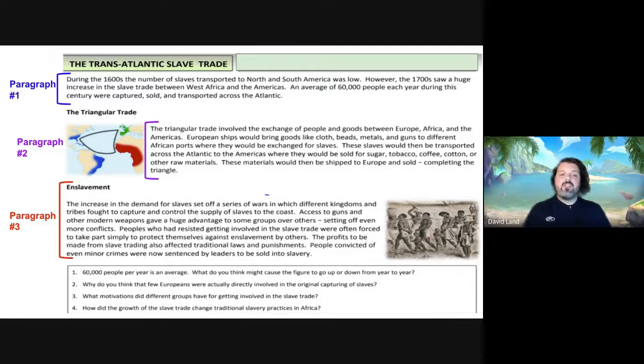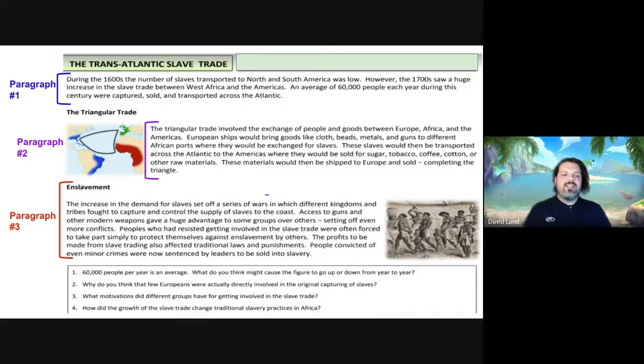The profits to be made from slave trading also affected traditional laws and punishments. People convicted of even minor crimes were now sentenced by their leaders to be sold into slavery. And now we reach the end with our questions. Let's look at those questions before we answer them. I will read them with you.